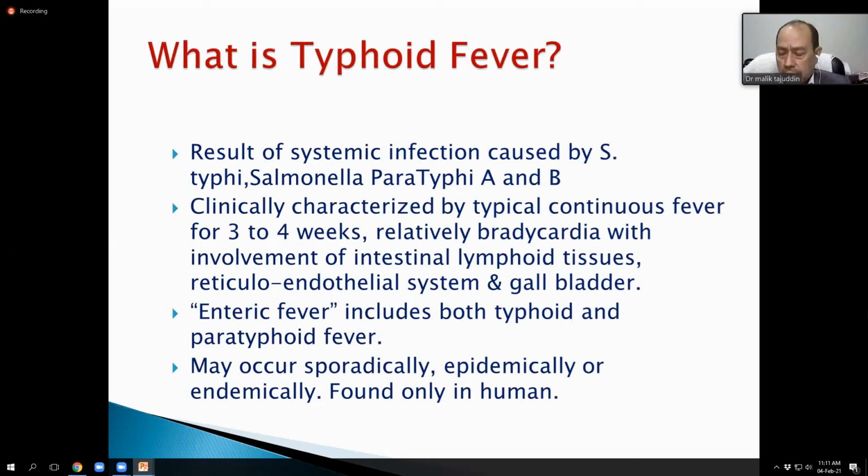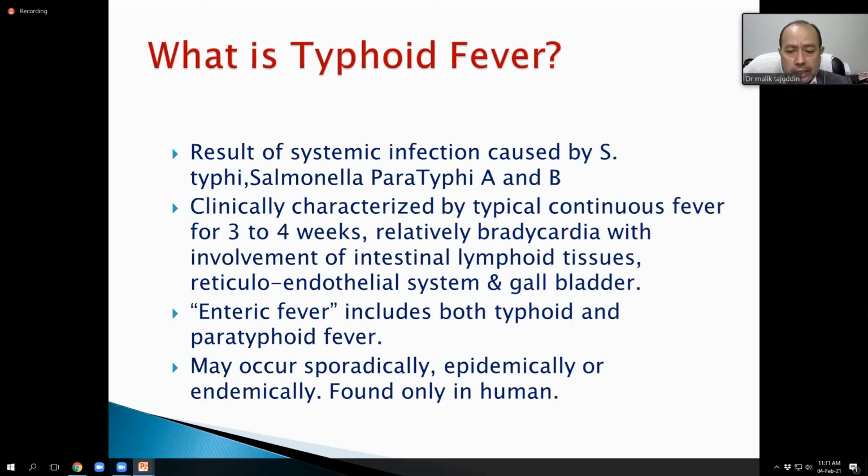The lymphoid tissue and the reticuloendothelial system are being involved, with the gallbladder being the main reservoir of the organism, and that is why if someone has repeated relapses of typhoid, then they do a cholecystectomy. We know that despite treatment, Salmonella typhi is being stored in the gallbladder and it relapses again and again. So enteric fever, as I told you, both typhoid and paratyphoid combined are called enteric fever.